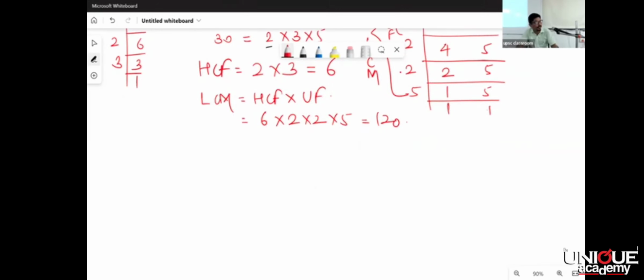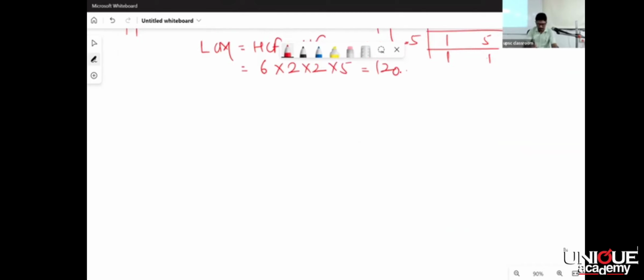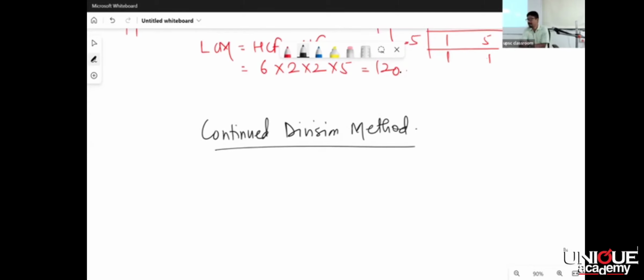Continued division method, and it is for HCF only. So let me tell you something regarding the continued division method. It has one limitation. You may ask me then why are we learning that one? The limitation is that we can find the HCF of two numbers only by this method, at a time.